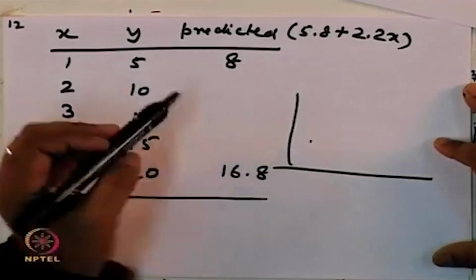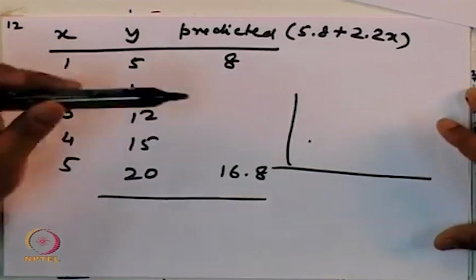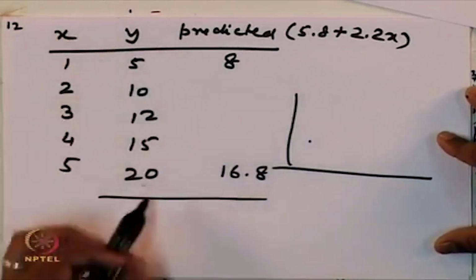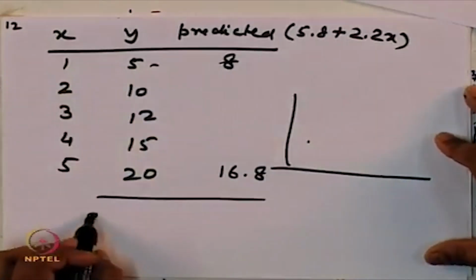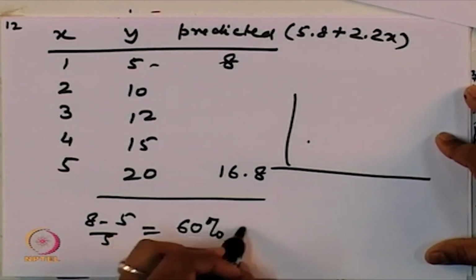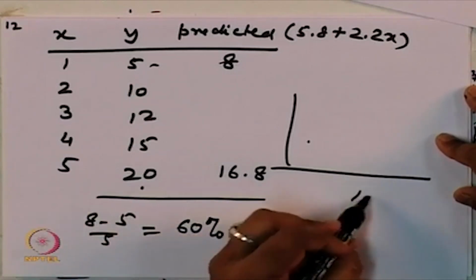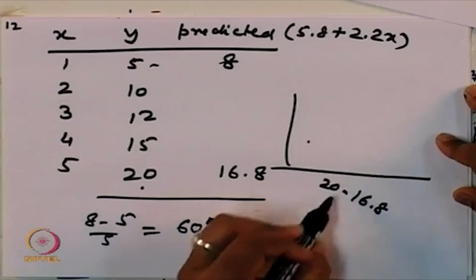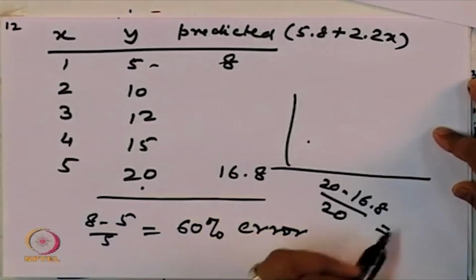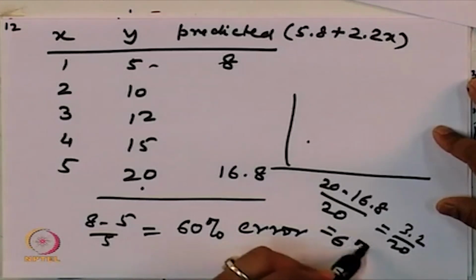So, if you see the percentage of error, this raises one important point. Here you are off by 8 minus 5 by 5, which is equal to 60% error. In here your error is 16.8, so roughly 20 minus 16.8 by 20 is equal to 3.2 by 20, which is only 6%.